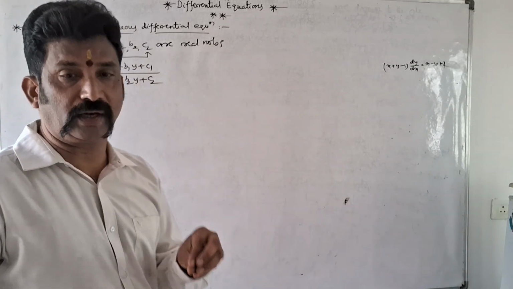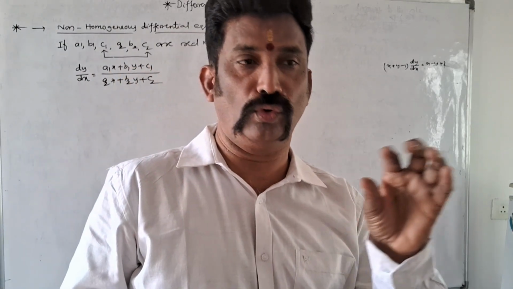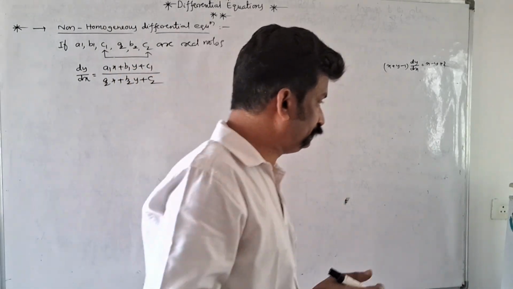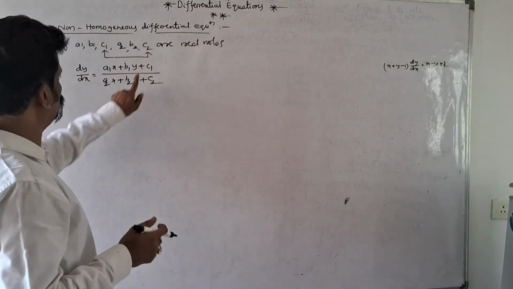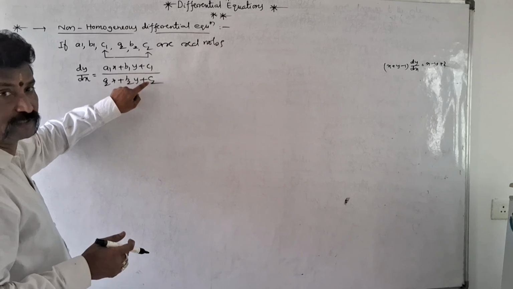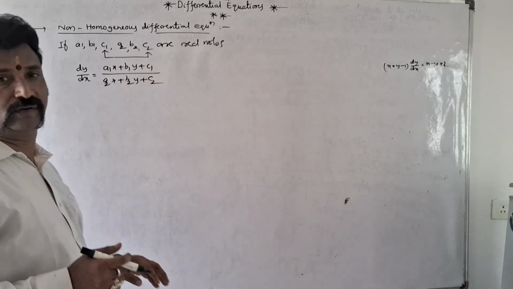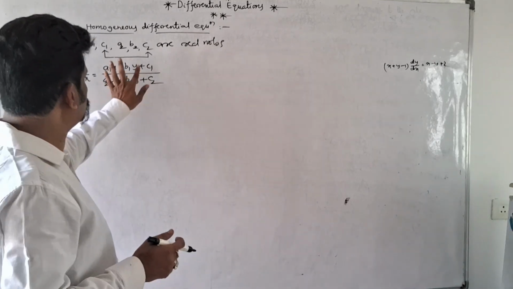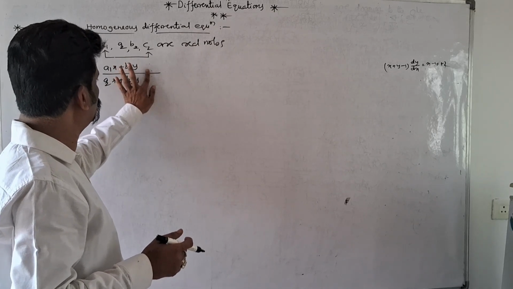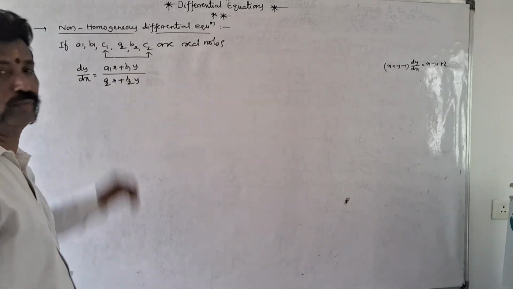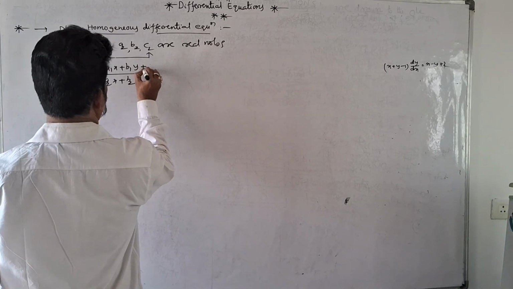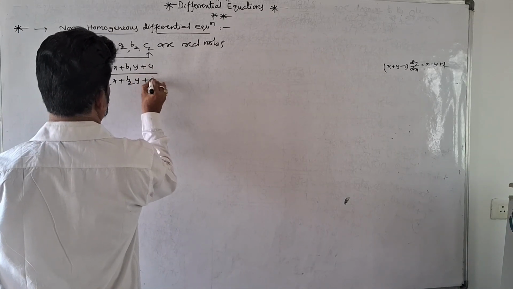So how to recognize whether this one is homogeneous or non-homogeneous? Look at this, for example. Here independent constants are there, c1, c2. There, no doubt, it is non-homogeneous. For example, if c1 is not there and c2 is not there, then this is the equation. This is homogeneous simply. So this one is c1 and this one is c2.